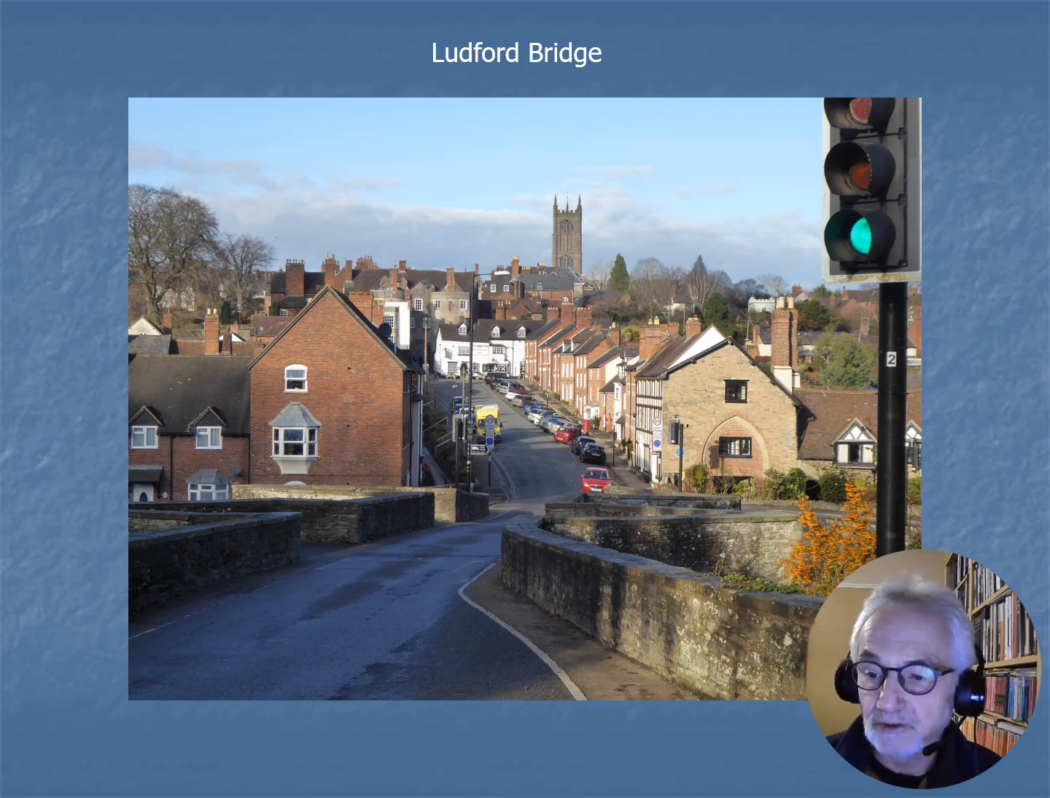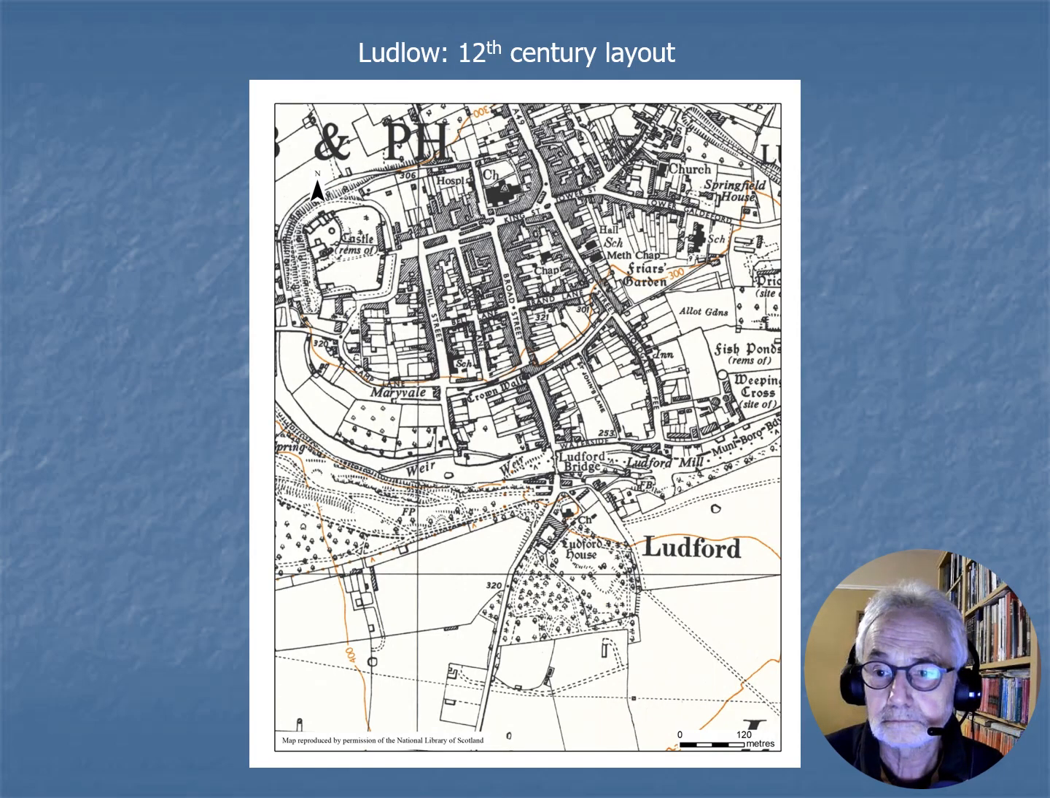Halfway up Broad Street, it passes through the town walls via Broad Gate, shown here. These defences were not built until the 13th century, however. So here we see Broad Street, leading up from the bridge to the large rectangular marketplace, with the castle to the west.